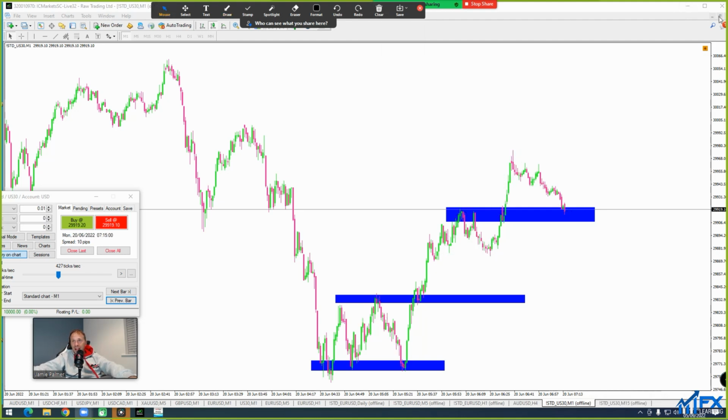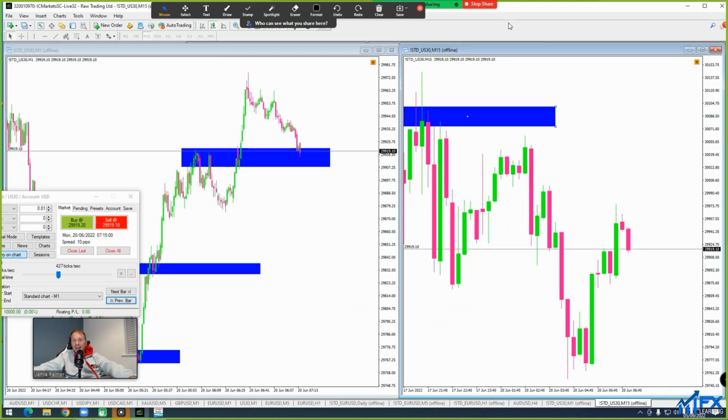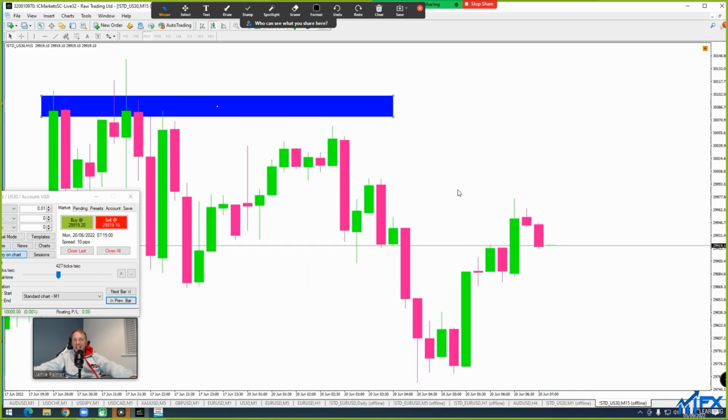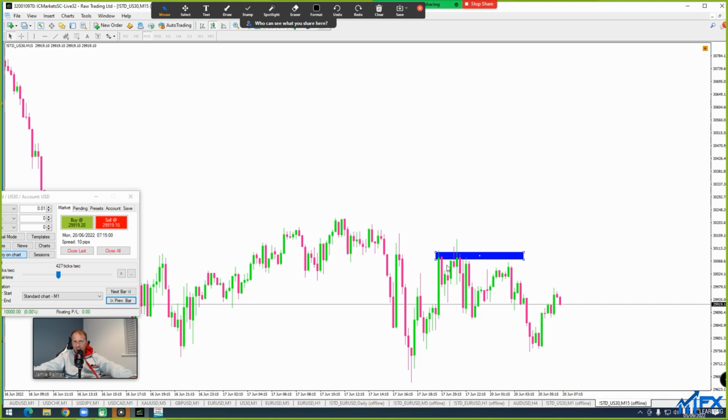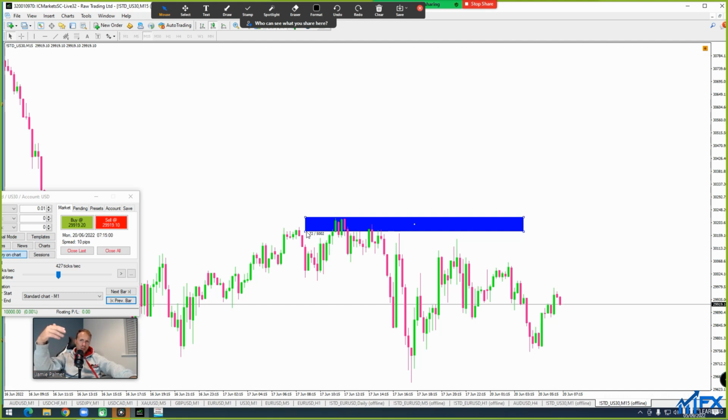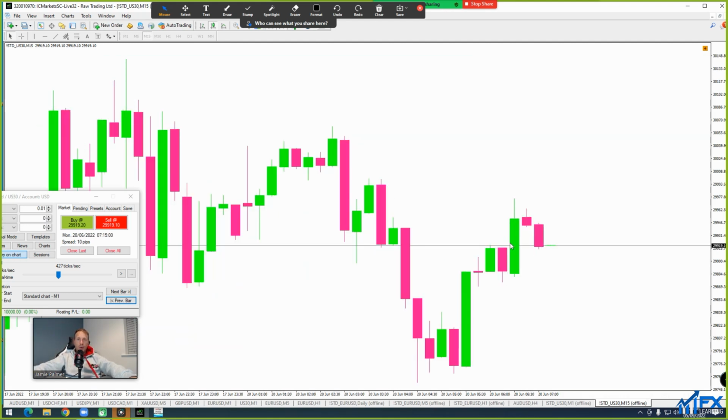Let's see what happens. I mean, what's the 15-minute chart saying? Okay, the 15-minute chart is kind of telling me the same. Again, I want you to focus on what is happening here, not over here. That's irrelevant. What's happening here is the higher time frame support and resistance. That is where price is trending to. What I want to focus on is what is happening here.